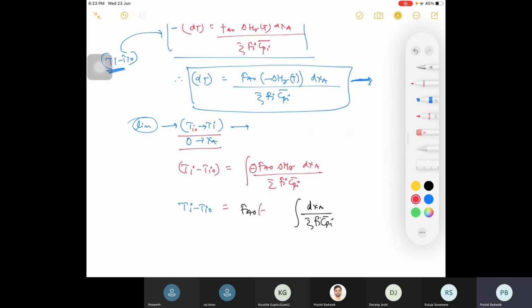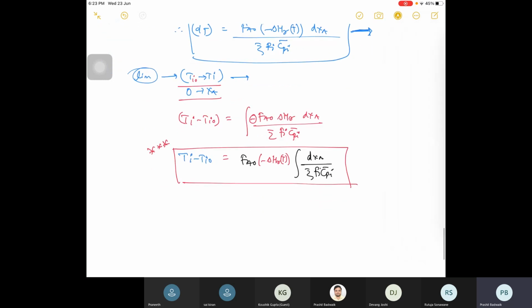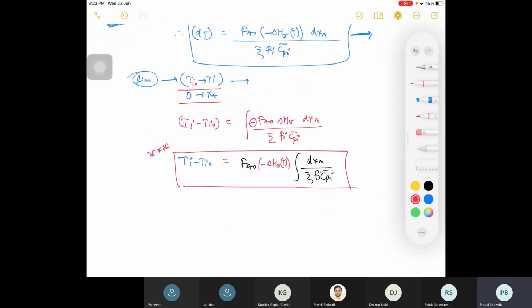Nothing has been changed, I'm just replacing minus delta HR reaction at temperature T. This is your final equation. Please star it. In case of adiabatic process, can you please compare it with your CSTR equation and tell me the changes? What has been changed?